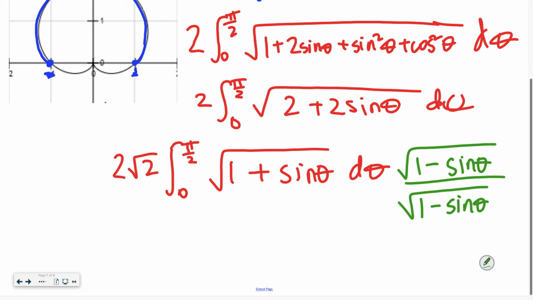Why would that be helpful? Because 1 minus sine times 1 plus sine is going to give us the difference of squares, 1 minus sine squared. Write it down.